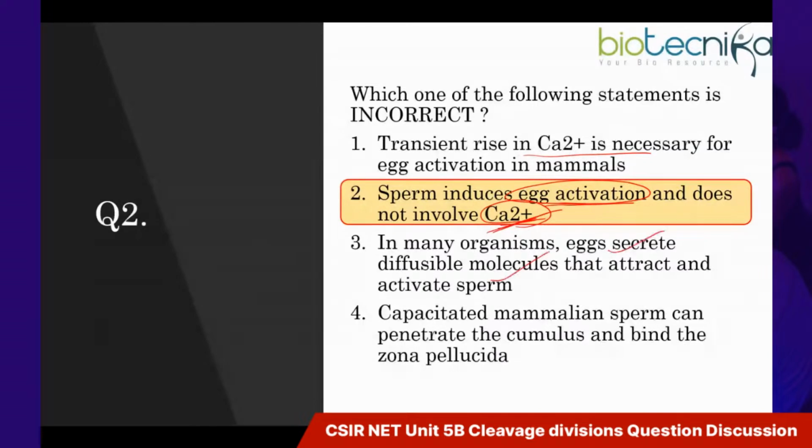And definitely, yes, they secrete the molecules which are called chemoattractants that will activate sperm. And capacitation is a process whereby the sperm becomes matured to fertilize the egg, so they can penetrate the cumulus layer of cells and they can bind with the zona pellucida.